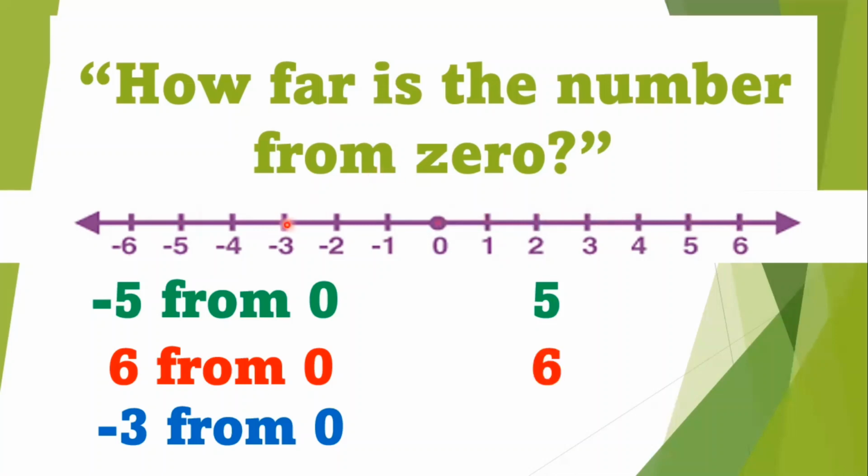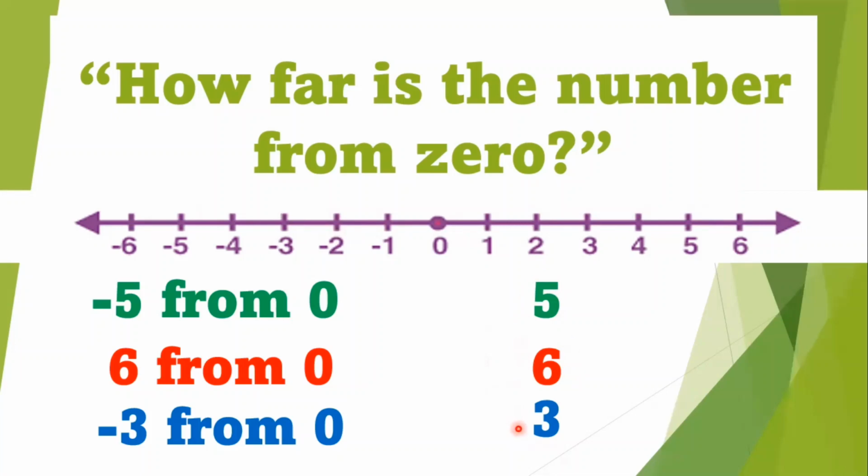Negative 3 from 0 is 1, 2, 3. So, we have 3 as the distance. If you notice, the distance of our integers, positive or negative, is always a natural number. Ibig sabihin, pag natural number, wala siyang sign. Absolute. Yung natural. Walang dagdag.